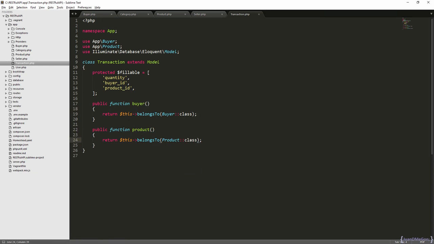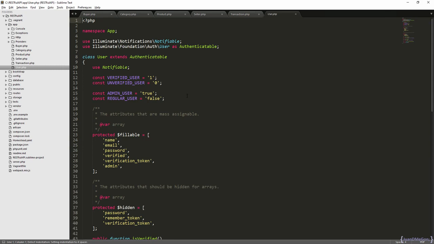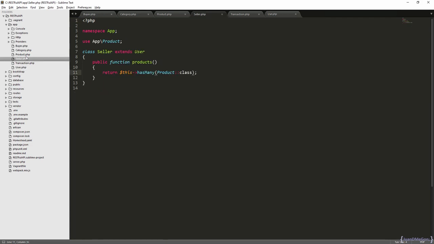Now, you maybe are asking yourself about the user model. Well, the user model doesn't have directly any relationship with other models. Basically, its relationships are indirectly implemented by the buyer and seller models, because remember that buyer and seller extend directly from user. So, in some way, a user being a seller has products, or a user being a buyer has transactions. So, we are done now with the implementation of the relationships between our models. See you later.